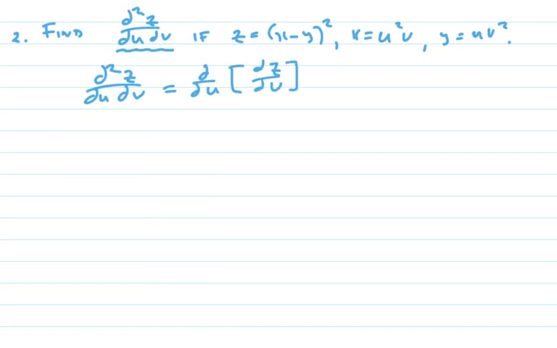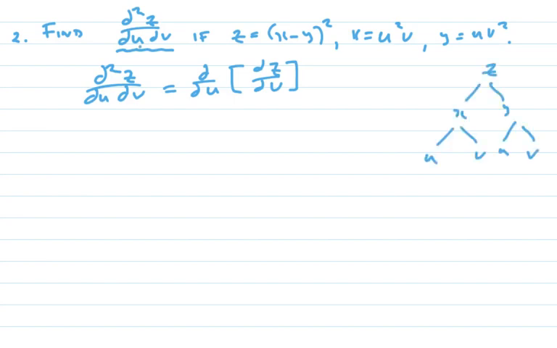So you must be very clear. It means that you must first find the derivative of z with respect to v. That is the variable on the right hand side in the denominator. And after that, you find the partial derivative of the answer with respect to u. That is the variable on the left in the denominator.